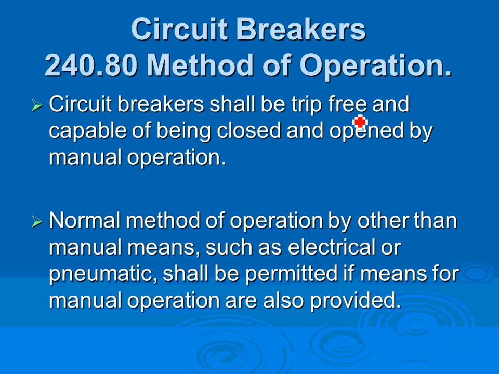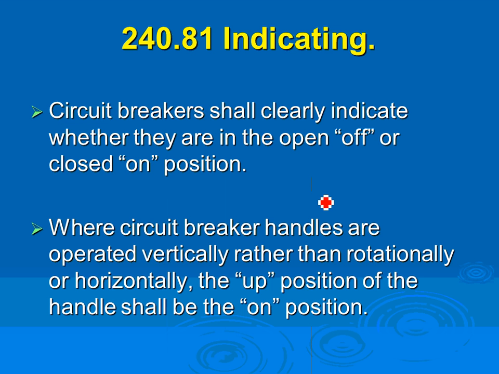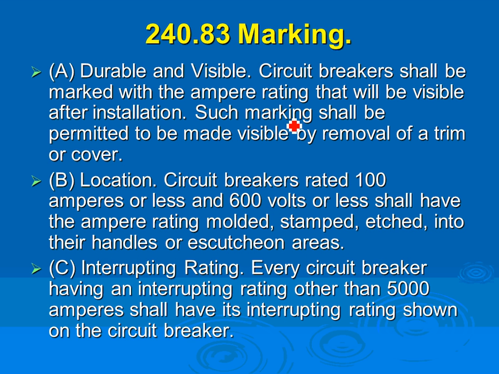Circuit breaker, a few things about the circuit breaker. They have to be trip free so they can be turned on and off manually or automatically. The circuit breaker must indicate an on-off position, so you know the on has to be always up if it's mounted vertically. Marking: it has to be durably marked with the voltage and the current, guys, the amp rating and the voltage rating. Up to 100 amp they stamp the amp rating on it; 600 amp and above shall have an amp rating stamp. After that, you can find it with the literature.